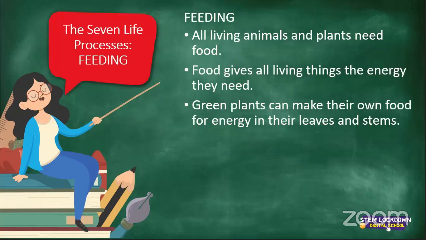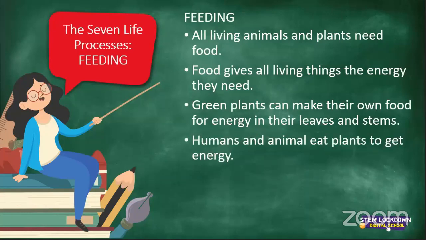Tell me what that is called. When plants make their own food, it's a very big English word. Do you guys know? You can type in your chat box. What do you call it when green plants make their own food for energy in their leaves and in their stems? Ah, Adlejas, that's your name. Photosynthesis, that's right. It's a big word. Well done.